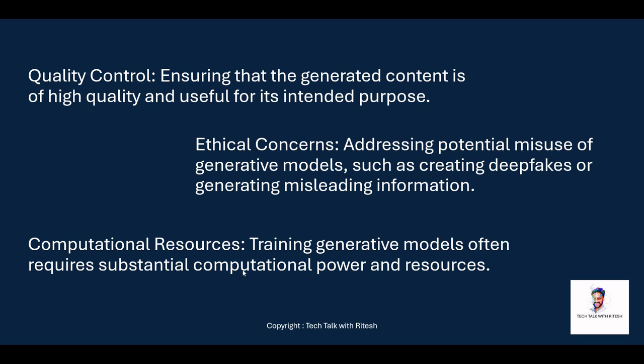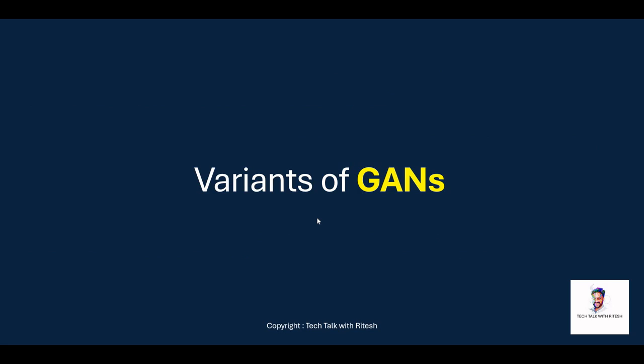Okay, computational resources. Training generative models often requires substantial computational power and resources. Nowadays, actually, this is not a problem because we now have great CPUs, GPUs, etc., so that is not a problem anymore anyway. Now we have already covered GANs. Let's see a few variants which are popular, a few variants of GAN.